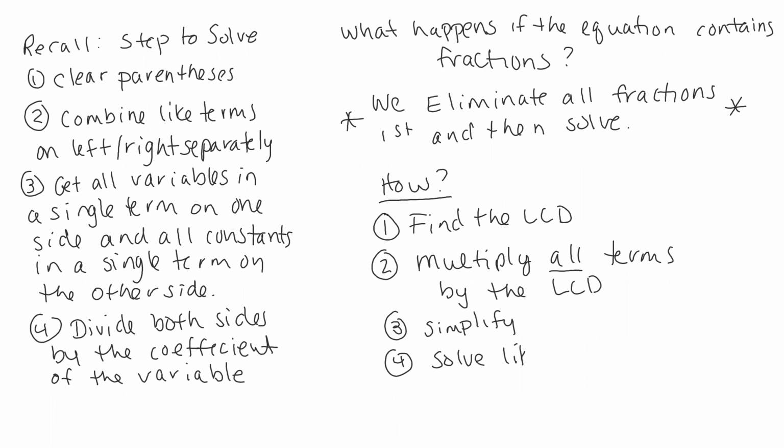So again, we already know the 4 steps to solving an equation. We clear fractions, we combine like terms on either side separately, we get the variables on one side together, you get the constants on the other side, divide both sides by the coefficient of the variable, and now we've added this new layer of, well, what do we do if we have fractions? Get rid of them. All right, so if you can practice getting rid of fractions, you can take what could be a very complicated equation and really make it pretty straightforward and easy to solve. So let's go ahead and look at some examples.